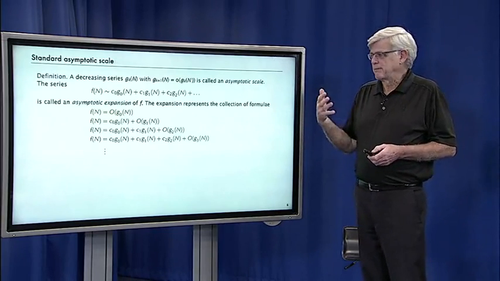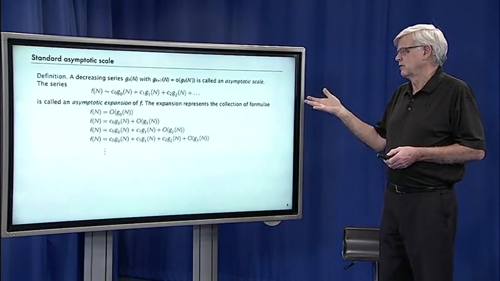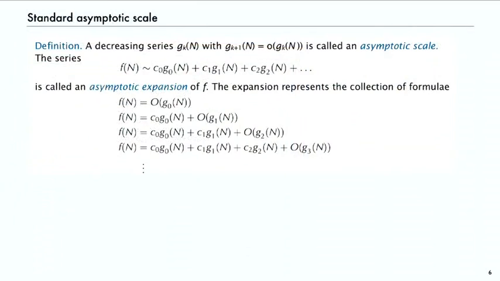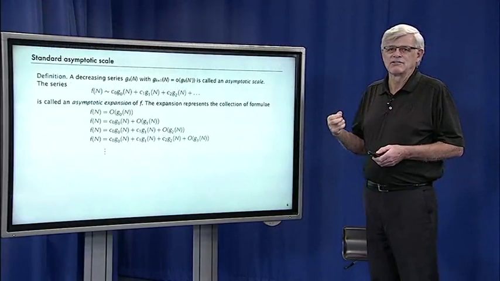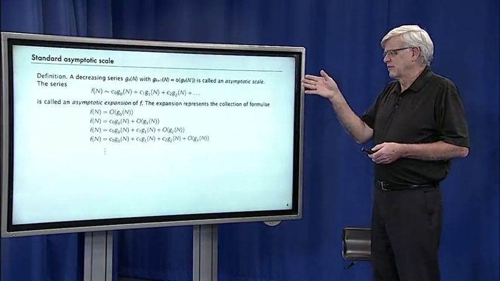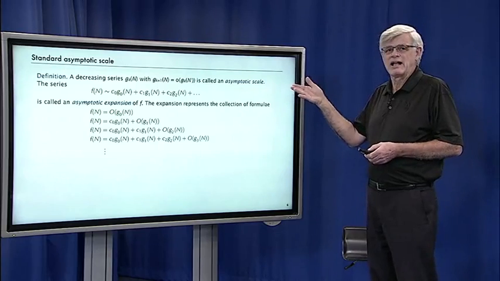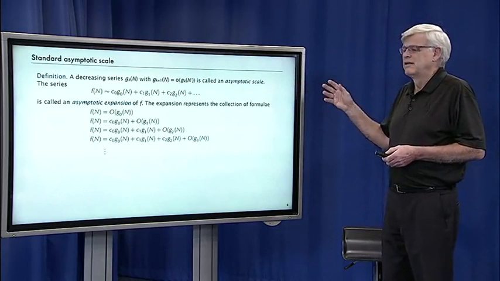So now, with that background, what we're looking at is developing a series of functions. If we have a series of functions g sub k, with g sub k plus 1 equal little o of g sub k, so that's an asymptotically decreasing series of functions, then if we write f of n as a linear combination of those as they decrease, we call that an asymptotic expansion of the function f. And since the functions decrease, the expansion is supposed to get more accurate as we add more and more terms.